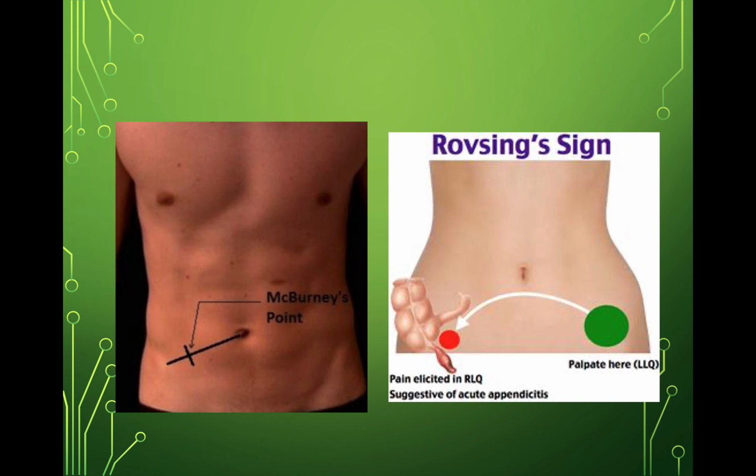Oh, there are pictures of McBurney's point and Rovsing's sign. Let's see if there are other things I wanted to say about the pain. If the patient has increased pain with coughing or movement, or pain is relieved with bending the right hip or knees, that could be indicative of, what are we talking about? Appendicitis, sorry.